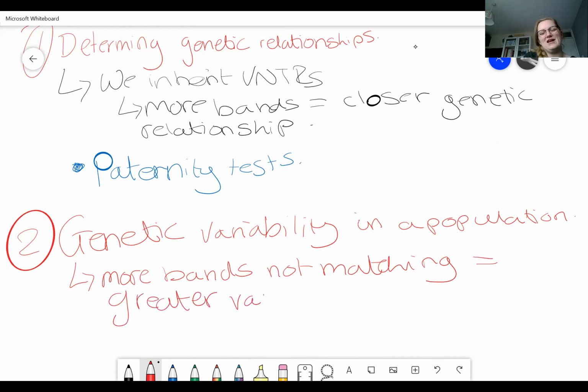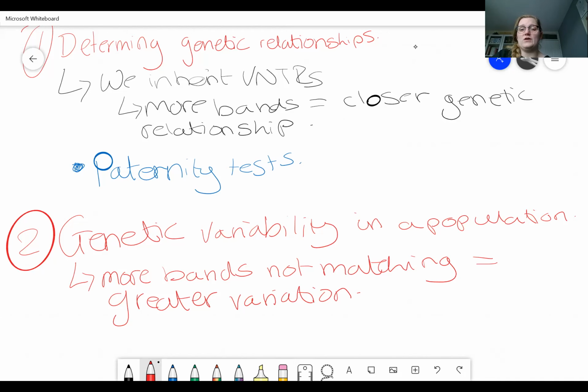That is a really simplified version, but we would look at it across the whole genome, and the more places that there are fewer matches, the more the amount of variation increases. So the greater the number of repeats at several places, the greater the genetic variability.